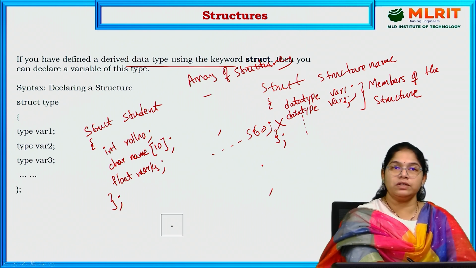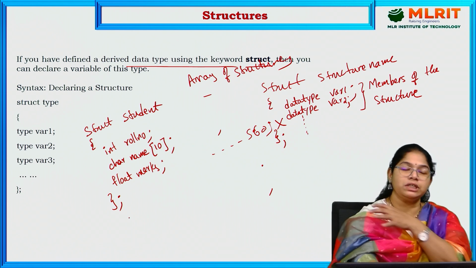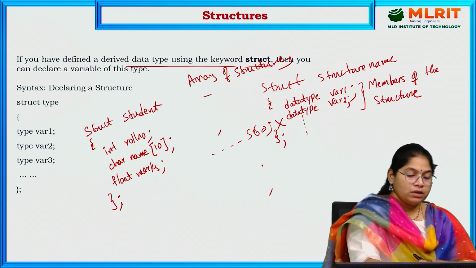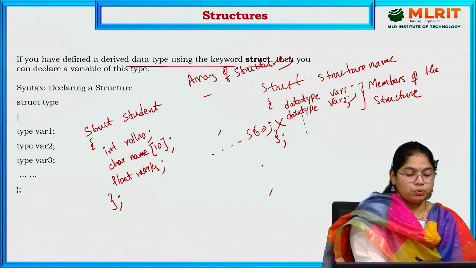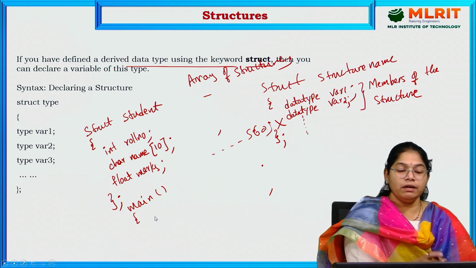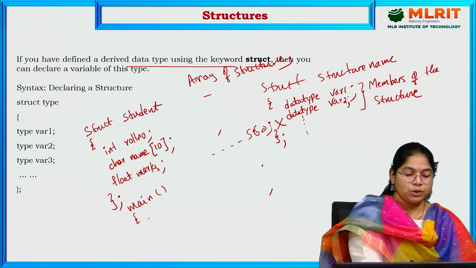I created a structure, but I want the details of 60 students. For that we have an array of a structure. How to create an array? Data type, array name and size of the array. But here I am creating an array variable for the structure, so the data type of the array must be struct student.